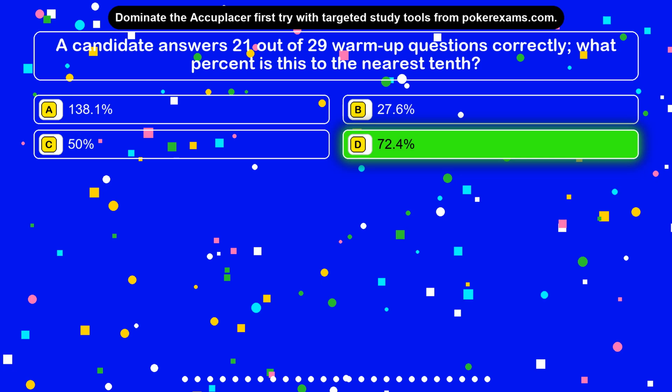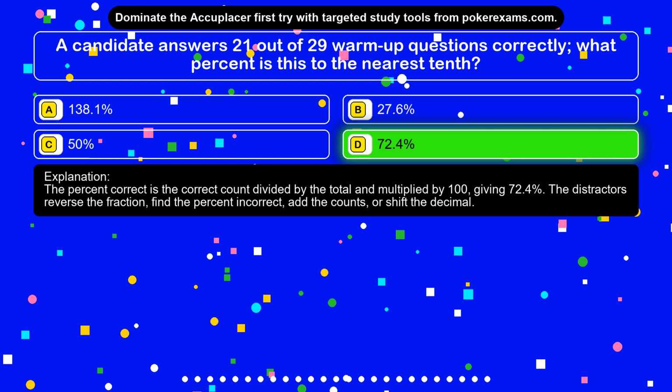The correct answer is option D, 72.4%. The percent correct is the correct count divided by the total and multiplied by 100, giving 72.4%. The distractors reverse the fraction, find the percent incorrect, add the counts, or shift the decimal.